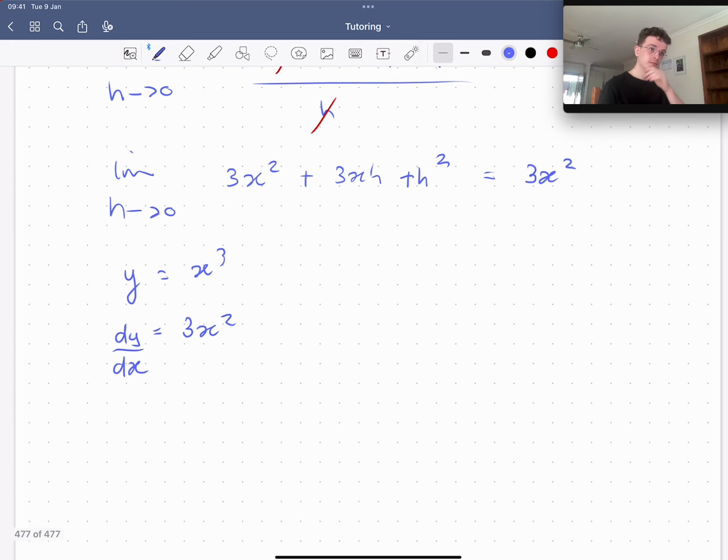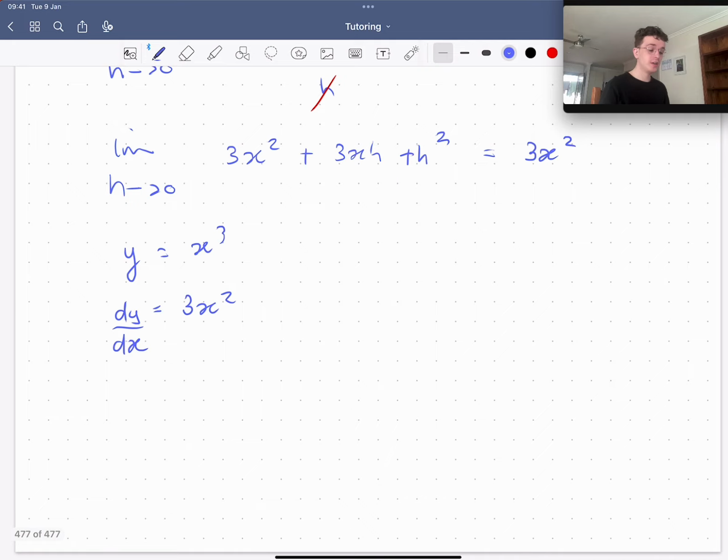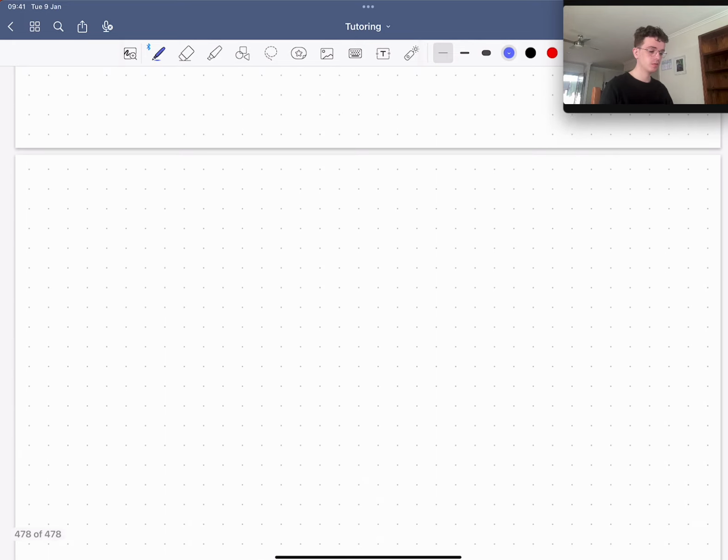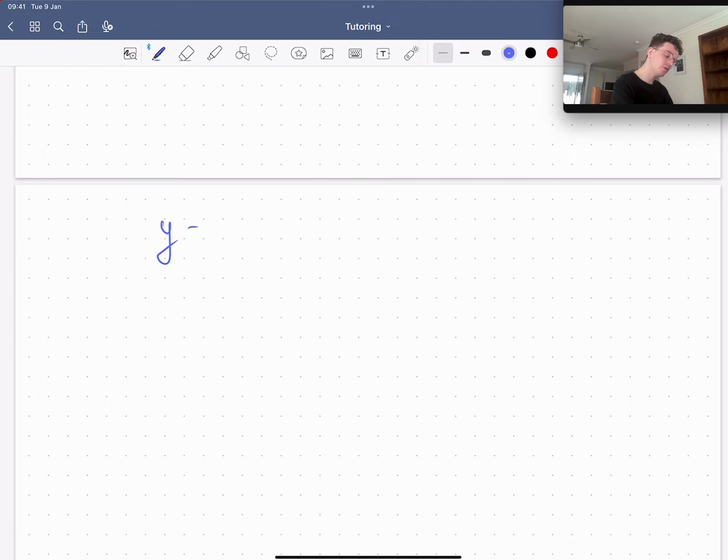Now, importantly, the reason I'm recording this video is because we're about to recognize an identity. We notice that if I had y equals x squared, our differentiation dy dx is equal to 2x. I'm going to put a power of 1 here, and you'll see why in a second. We know if I had y equals x cubed, we've just discovered that dy dx was 3x squared.